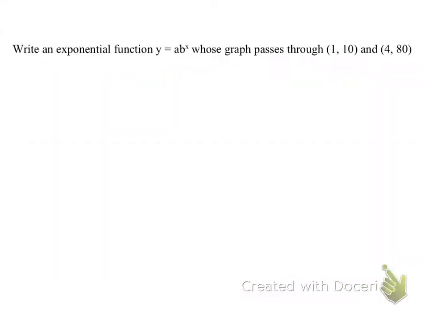And now the last problem. Write an exponential function, y equals a times b to the x, whose graph passes through (1, 10) and (4, 80). Now you probably could use a graphing calculator. If I give you a problem like this, I'll just want to see that you know how to do it algebraically, so please don't rely on your calculator at this point.